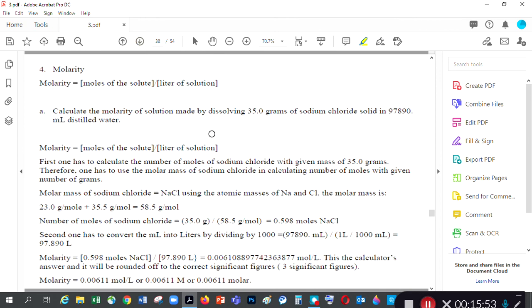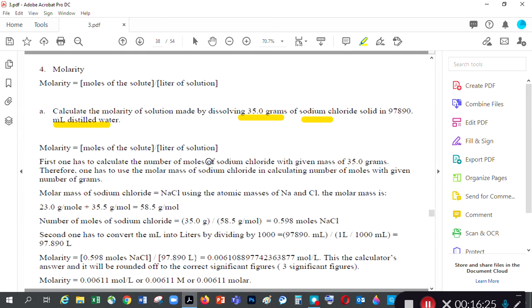Now let's go for the molarity. Molarity is moles of the solute divided by liters of the solution. The direct question is, calculate the molarity of a solution made by dissolving 35.0 gram of sodium chloride, that's the solute, in 97,890 milliliter distilled H2O. So this is your solvent, correct?